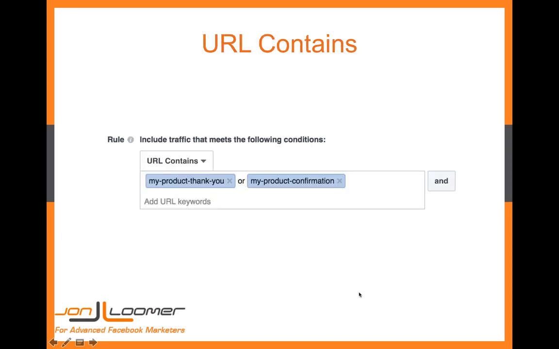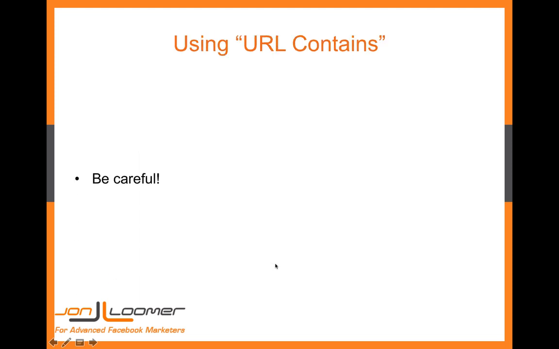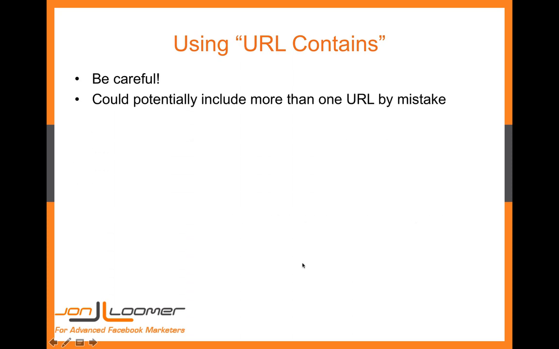But the first option is URL contains, so you can do things like my product thank you or my product confirmation if there are multiple confirmation pages they may visit to satisfy this rule. So when you use URL contains, though, be careful, okay? Because you could potentially include more than one URL by mistake. And maybe pages that aren't actually confirmation pages. Lots of times people will have inflated numbers and they wonder why, this is one of those reasons.